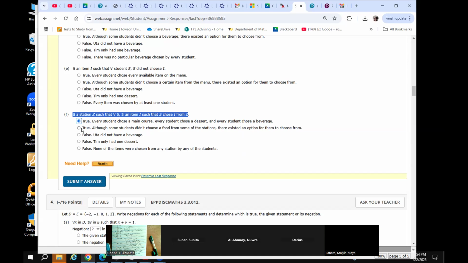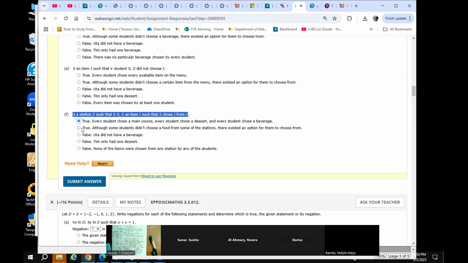I mean, we've said more than we need. You see, it's true, and they've kind of done overkill. It would have been enough to say every student chose a main course. But in fact, every student chose a main course, every student chose a dessert, and every student chose a beverage. Those are all true. And that means not only was there just one station, Z, there were actually three stations from which every student chose an item, right?